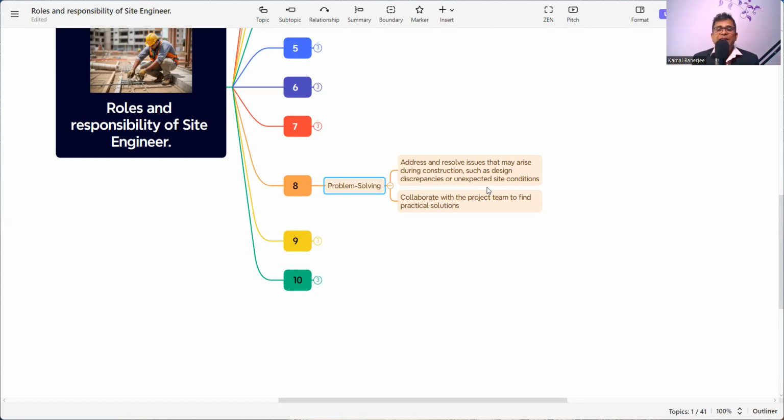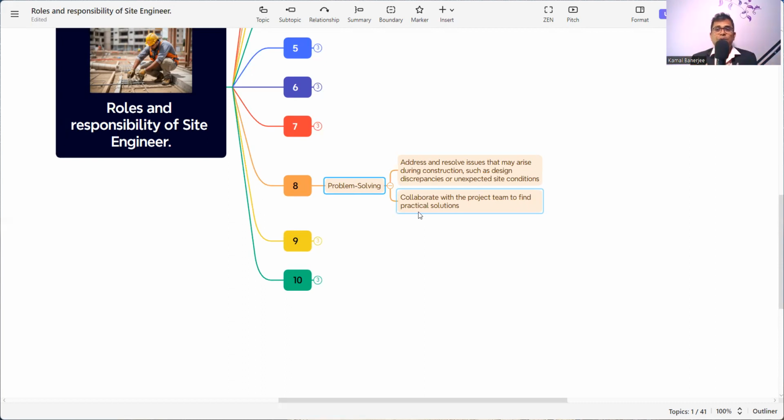Or unexpected site conditions: whenever you go to site in the morning, you see there is water logging. From where the water is coming, you have no idea. You need to inform your site team or project team so that the issue can be resolved, and collaborate with the project team to find a practical solution. So there is always a problem.